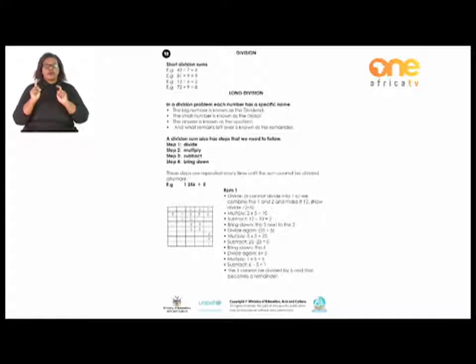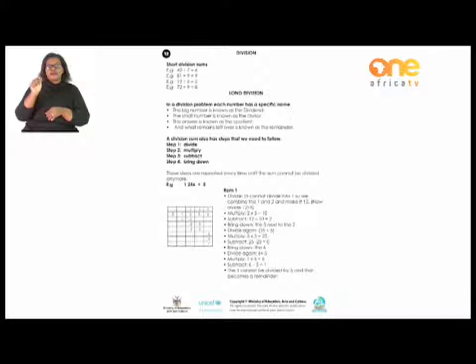Good. Long division. In a long division problem, each number has a specific name. The bigger number is known as the dividend, and the smaller number is known as the divisor. The answer is known as the quotient, and what remains is known as the remainder.